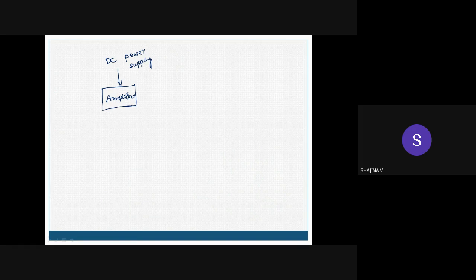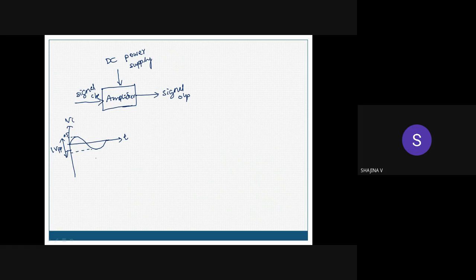And you are applying an AC input signal, right? You are applying a signal input here. Then here you will get a signal output. For example, at the input, if I am giving a signal like this, assume that this is 1 volt peak to peak. That is here 0.5 volt, here minus 0.5 volt, total 1 volt peak to peak.